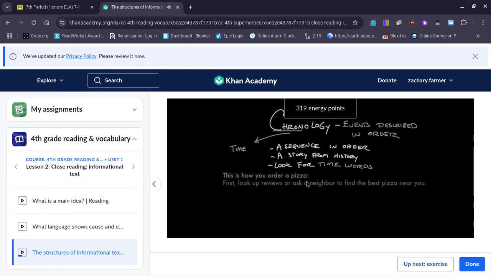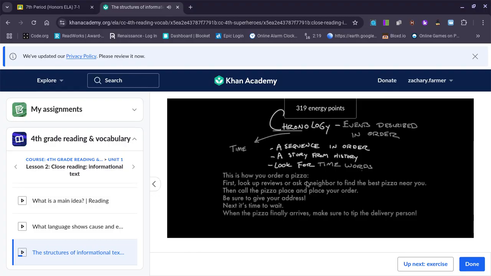First, look up reviews or ask a neighbor to find the best pizza near you. Then, call the pizza place and place your order. Be sure to give your address. Next, it's time to wait. When the pizza finally arrives, make sure to tip the delivery person.